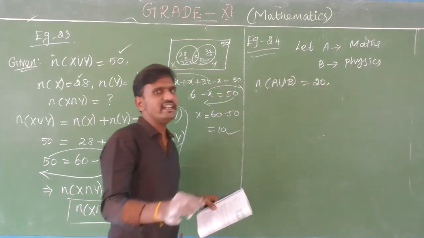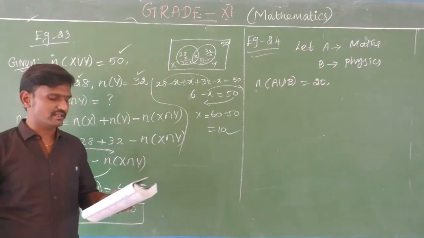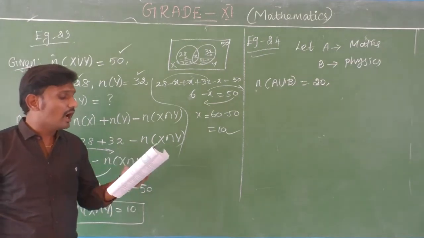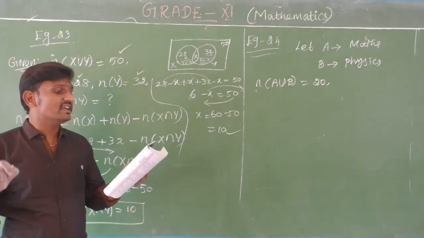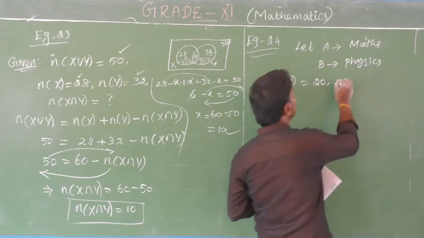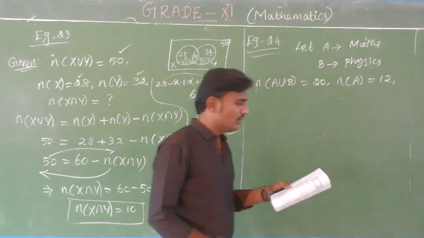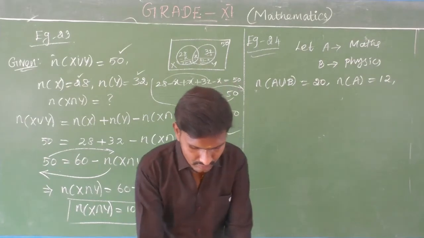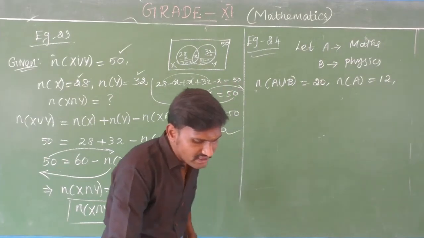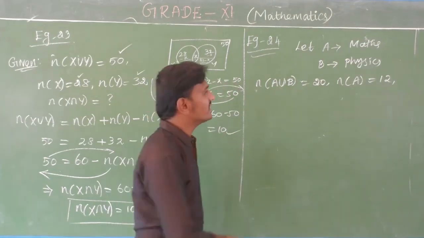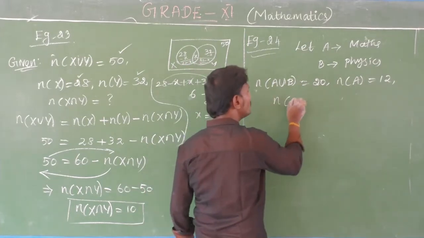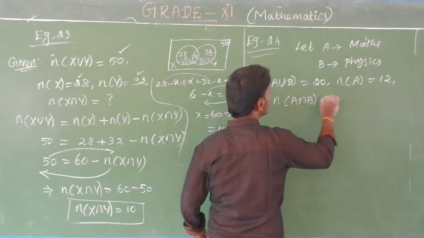So the 20 teachers who teach maths and physics, and of these 12 teach mathematics. So 12 teachers teach mathematics, so n of A is equal to 12. And then 4 teachers teach both physics and math. So both means A intersection B, which is equal to 4.